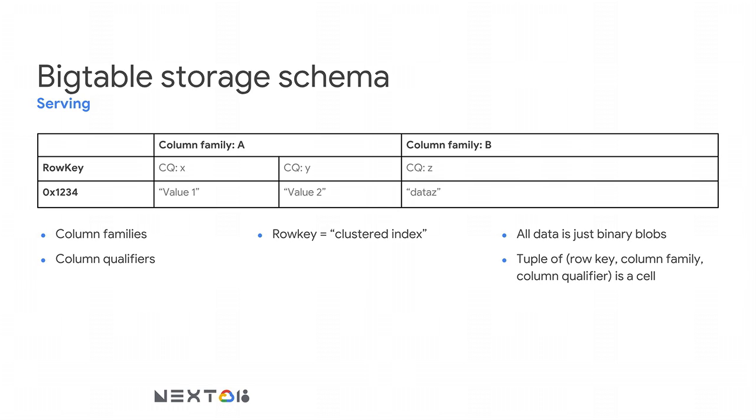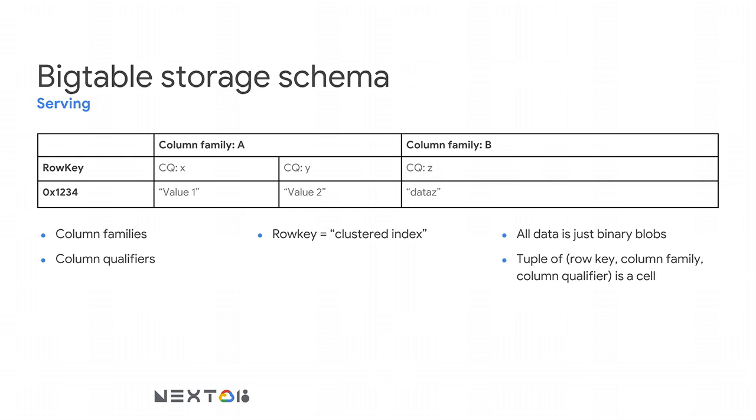It's sorted lexicographically, as I mentioned. Your row key design is probably the most important thing when you're working with BigTable because it will influence how scalable your instance is going to be and how much you can scale horizontally. If you choose a bad row key, you won't have great performance, basically.